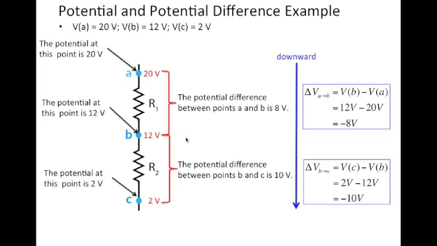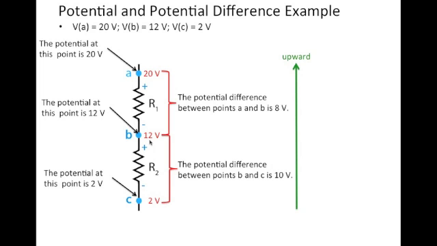We can do the same thing going from B to C. The change in potential going from B to C is the potential at C minus the potential at B. In this case, that's 2 volts minus 12 volts, or minus 10 volts. So the change in potential going from B to C is minus 10 volts, or the potential at point C is 10 volts lower than point B.